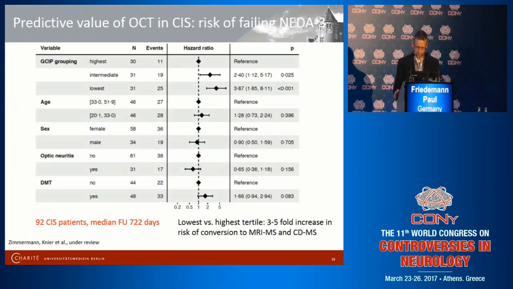And this is the last slide from our group. We just submitted this, showing that in patients with clinically isolated syndrome, 92 patients with a median follow-up of roughly 2 years, when you compare the ganglion cell layer, the lowest versus the highest tertile, patients with the lowest tertile had up to a 4-fold increased risk of failing NEDA-3 status within the next 2 years, and the same applies to conversion to McDonald MS and to clinically definite MS. That means also in the scenario of clinically isolated syndrome, ganglion cell layer measures at disease onset seem to be predictive of the further disease course, which I think is highly relevant for a clinical scenario.